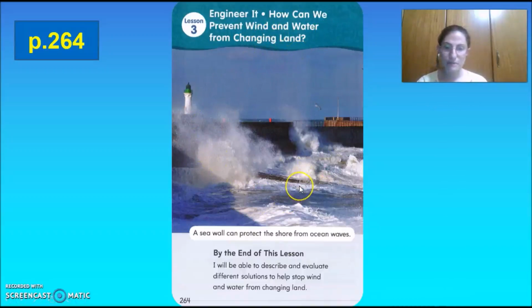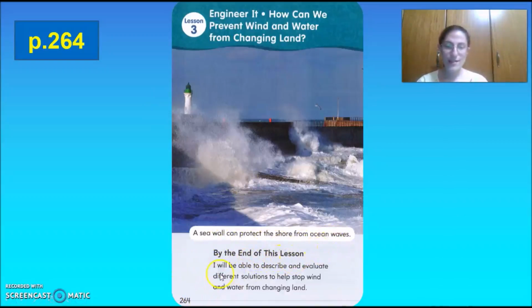What can we see? Excellent. We could see some waves crashing onto the shore. And what did the engineers create to stop the water from crashing onto the shore in big amounts? Excellent. They created a dike, which is a high wall that will stop the water from crashing and covering the entire shore, right? So, a dike is also known as a seawall. A seawall can protect the shore from ocean waves.